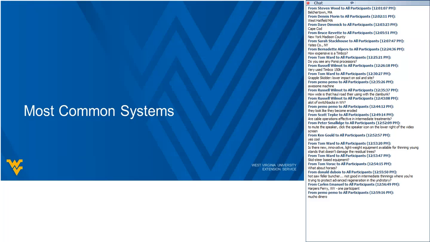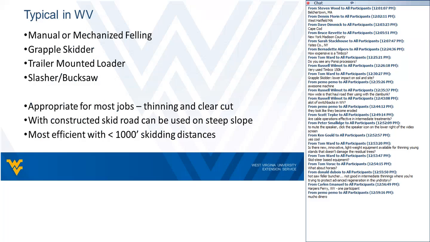So just to quickly summarize some stuff, typically, at least in West Virginia, we're dealing with manual or mechanized felling. We're typically using a grapple skidder, trailer-mounted loader, so a loader that's on the landing, but it's on a trailer. It's not one of the self-loader log trucks. This is a trailer that just has a loader on it. And then we usually use a slasher or buck saw in order to do the processing. And this is very appropriate for most of the jobs in our state, both thinning and clear-cut operations.